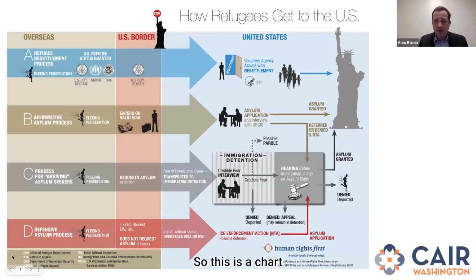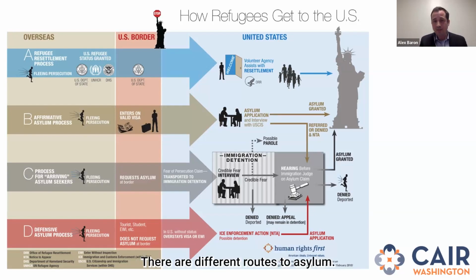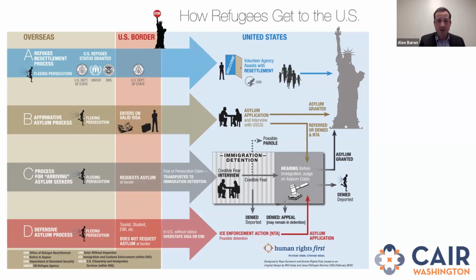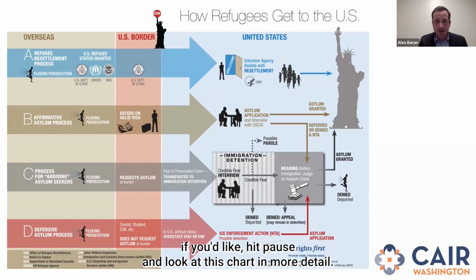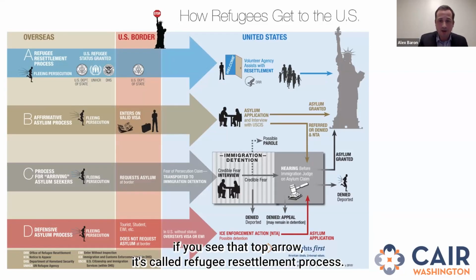So this is a chart that shows the different ways that someone might apply for asylum. There are different routes to asylum. There are different adjudicators that can make an asylum decision. I won't go into too much detail. You could, if you'd like, hit pause and look at this chart in more detail.